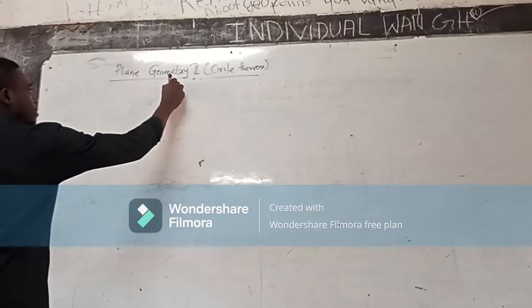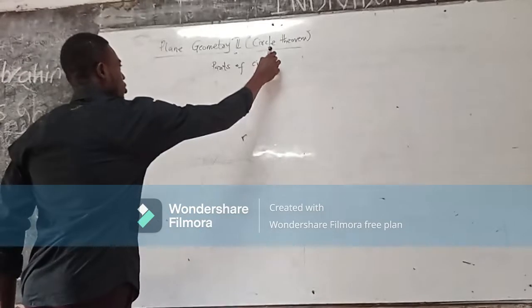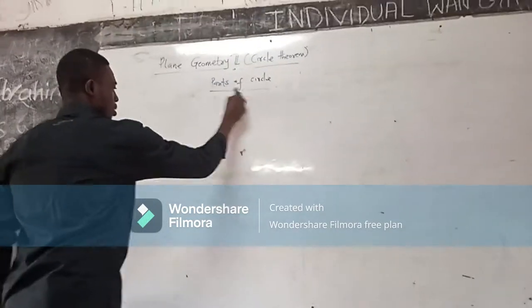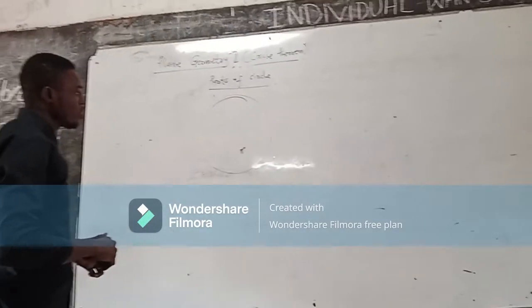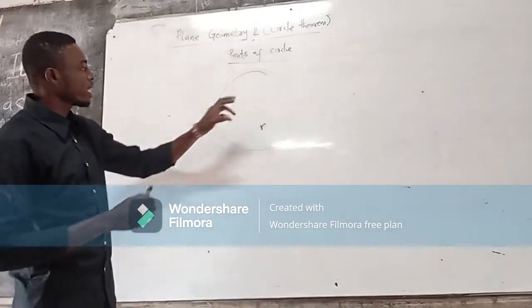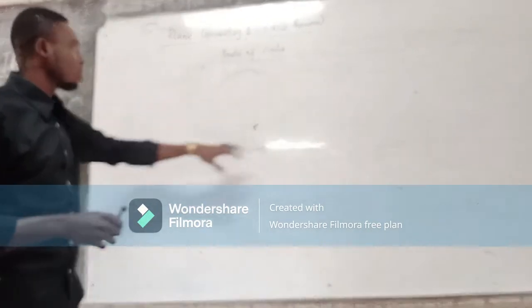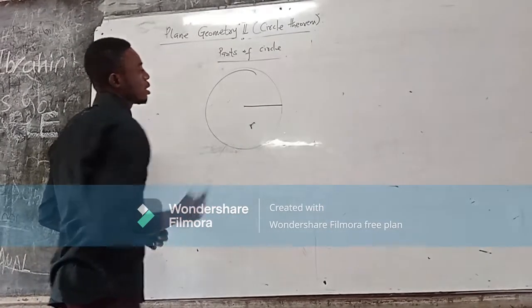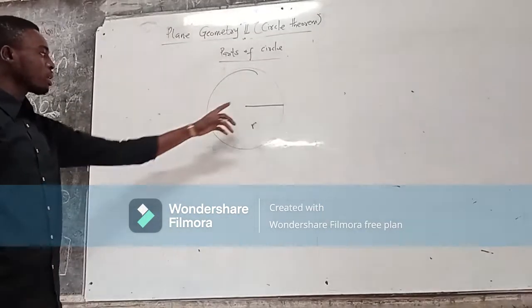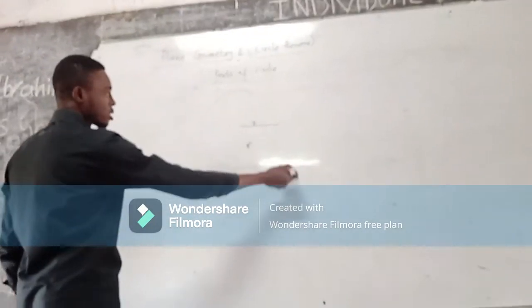So parts of circle. If we have this to be our circle, every circle has a center. So the center is the one that we use to build the locus of the circle. From the center, when you draw a line from the center to the circumference, it is called radius.